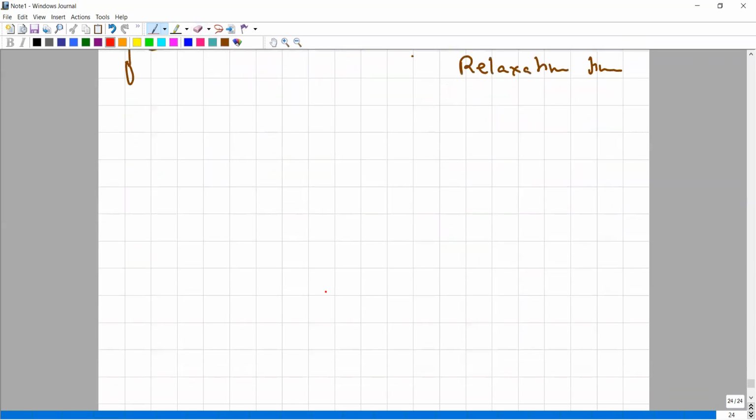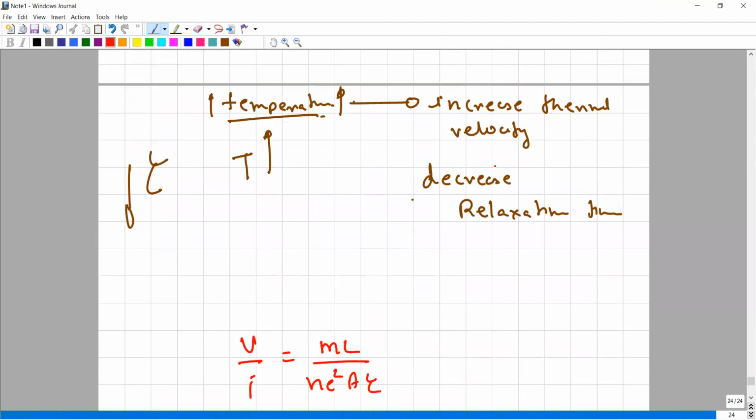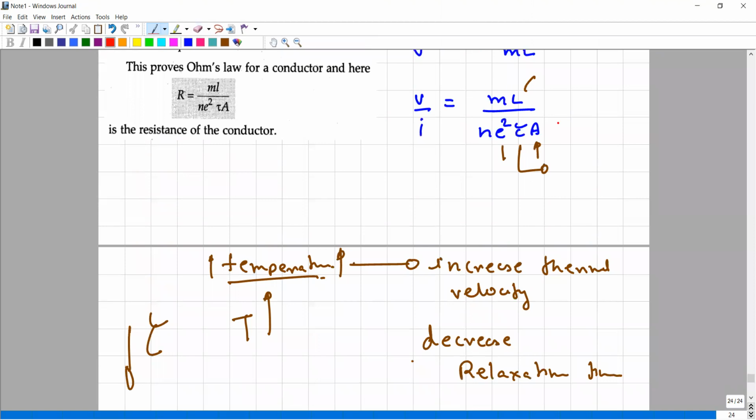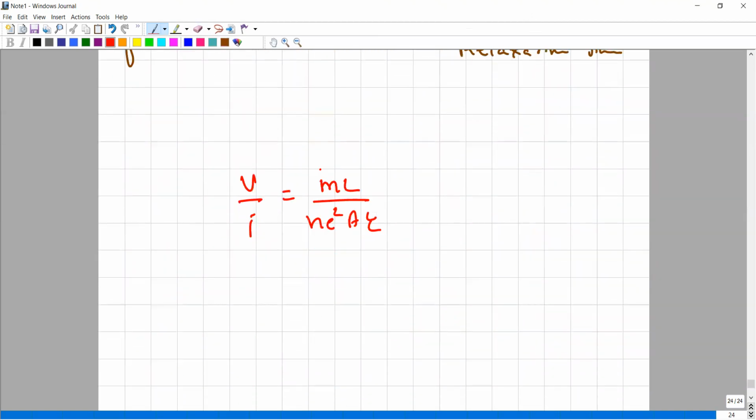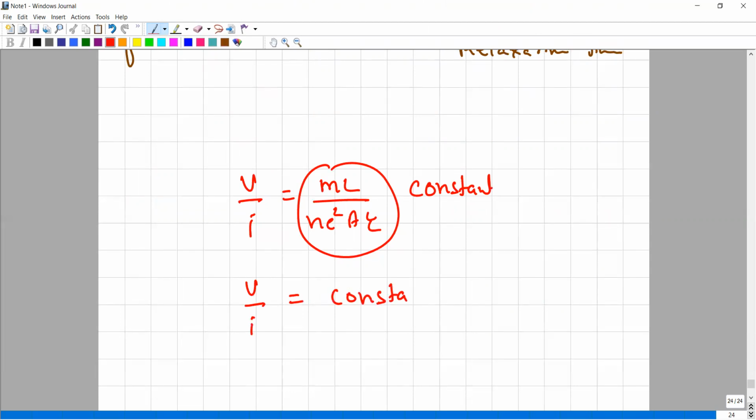So what we see is that at a constant temperature, V by I is equal to ml by ne square A tau. And as we discussed here, the whole of this thing is a constant. And that is why V by I is a constant, and that is what Ohm's law is.